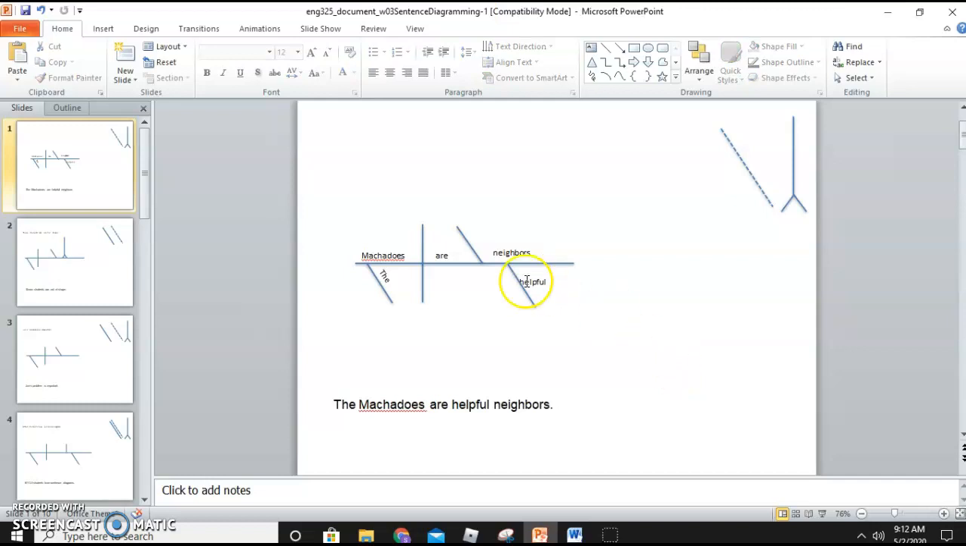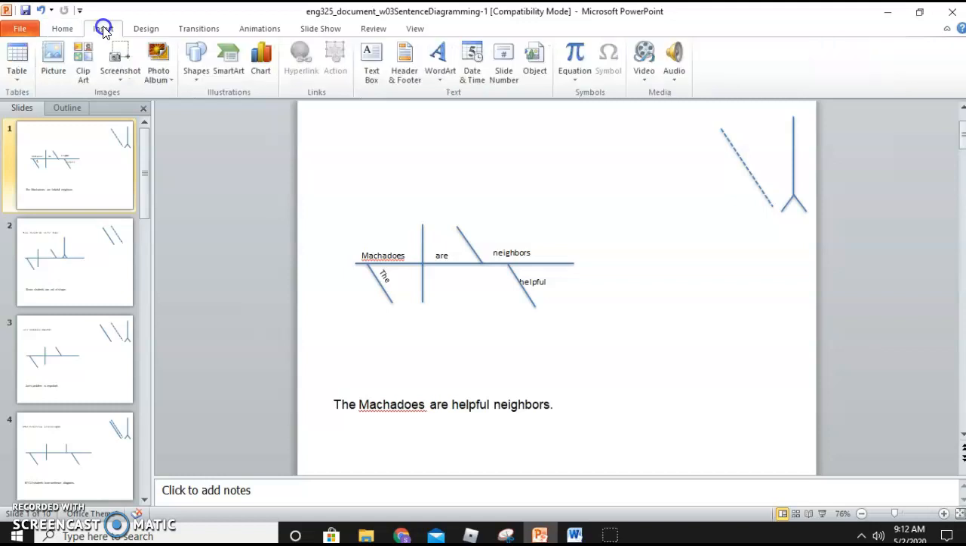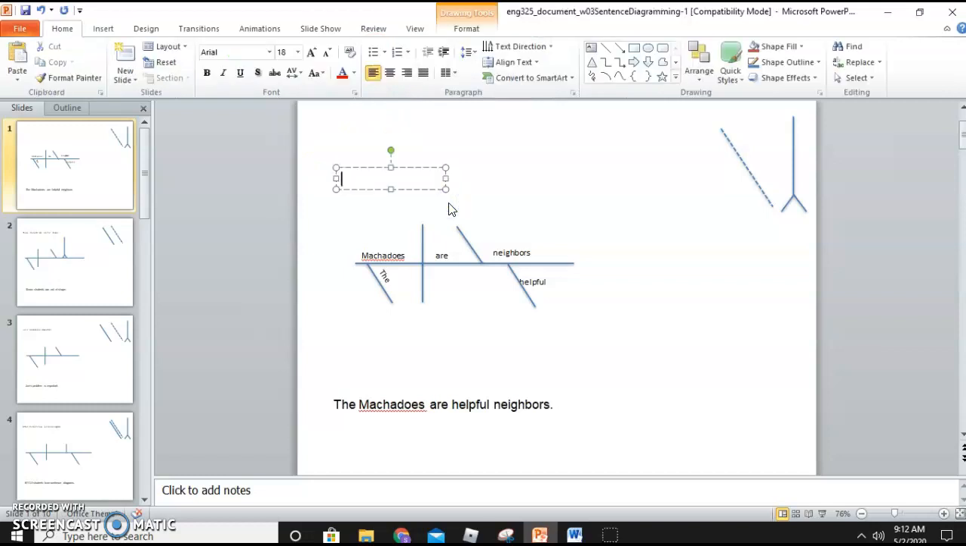Okay, once you've got all of your words taken care of and you need to diagram every single word, you're done with your diagram, but you're not done with this sentence. The last thing you need to do is identify the sentence pattern, and that's where the cheat sheet is going to come in handy. So what I do is I go to insert and put a text box in here, and above it I'm going to put what sentence pattern it is.